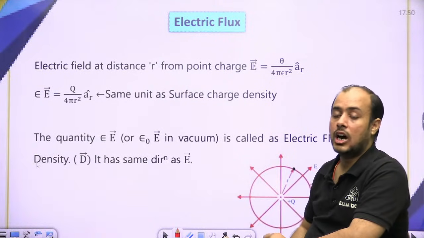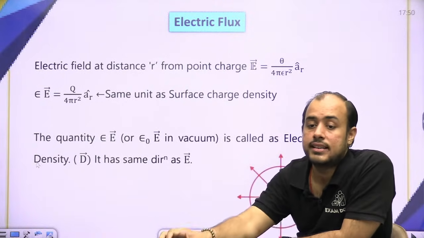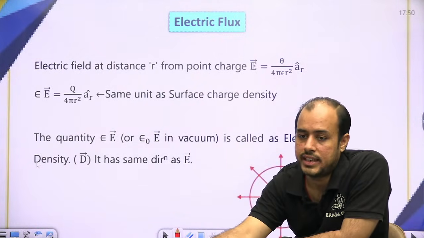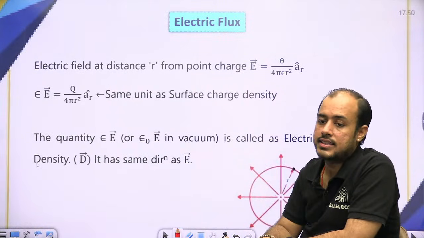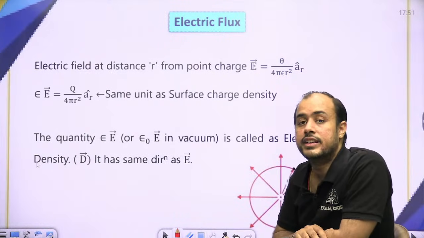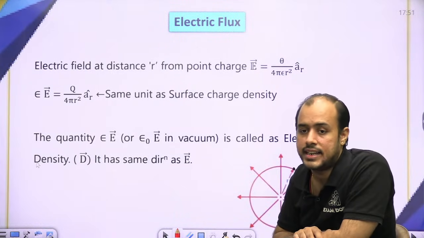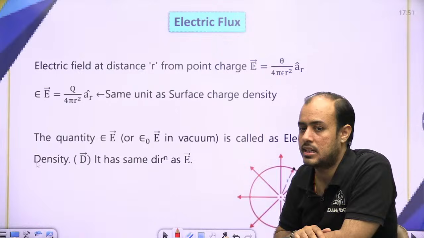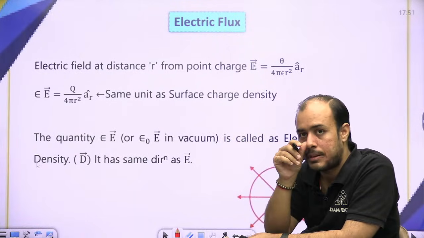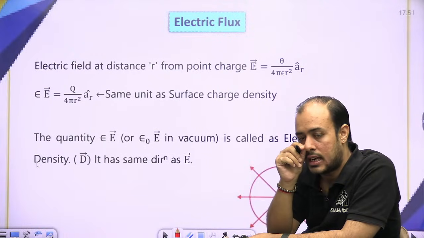Okay. Now, what is electric flux? It is the amount of the electric field lines that pass through a surface. So, electric flux is derived with the help of electric flux density, which is written as epsilon into E. E को लिखते हैं epsilon E. So it is Q by 4 pi r square a_r cap. It is independent of the medium.